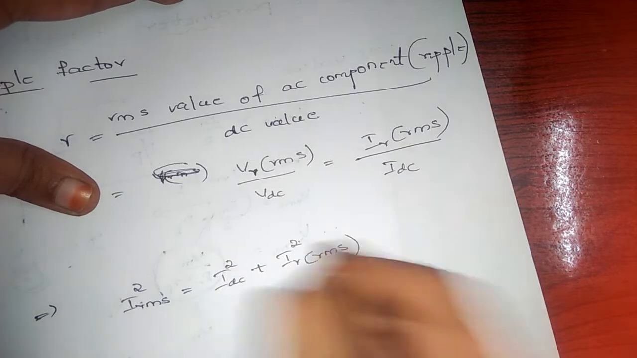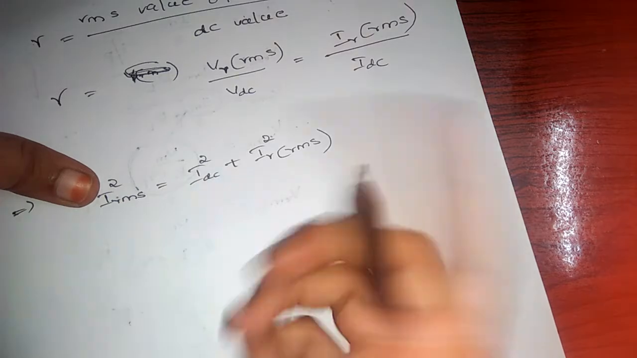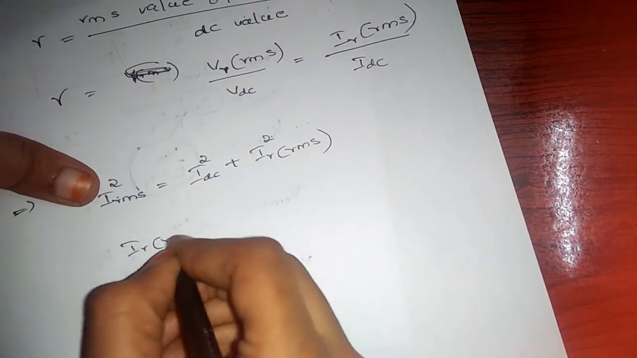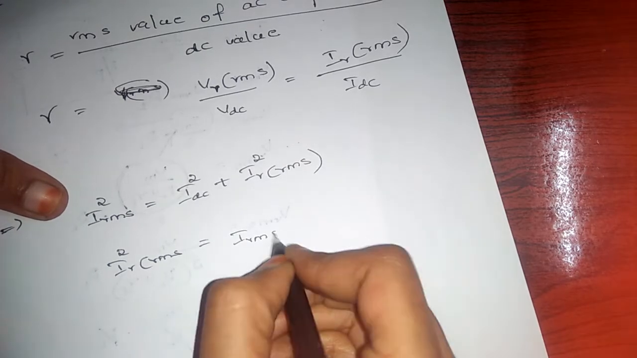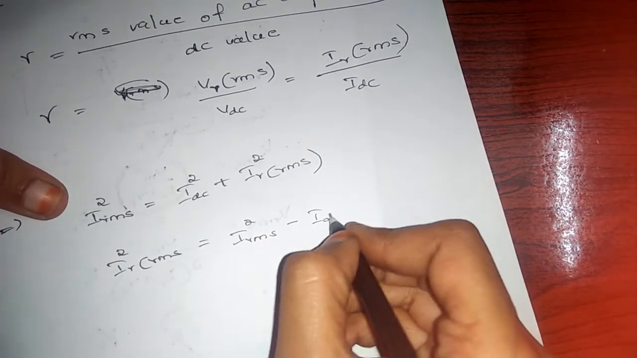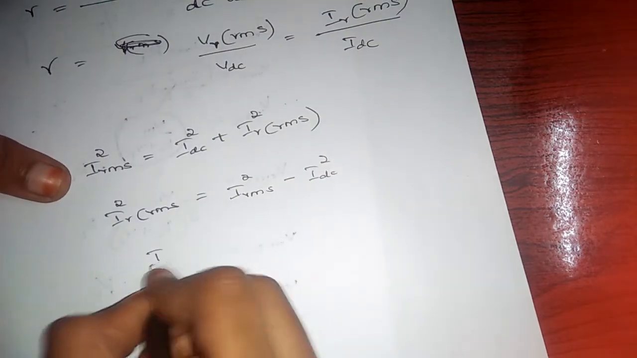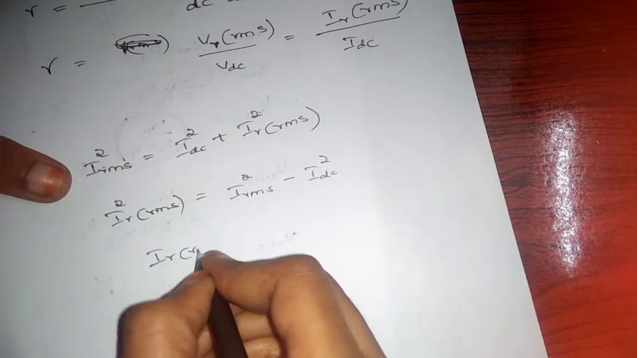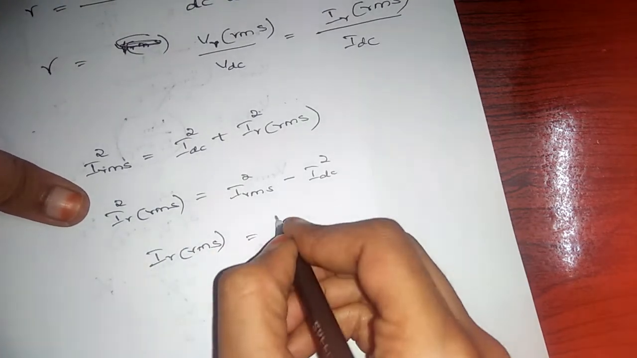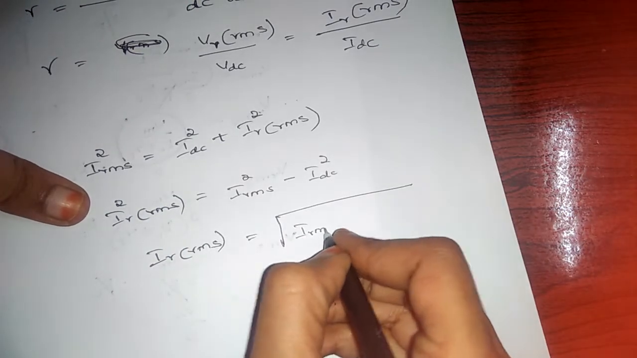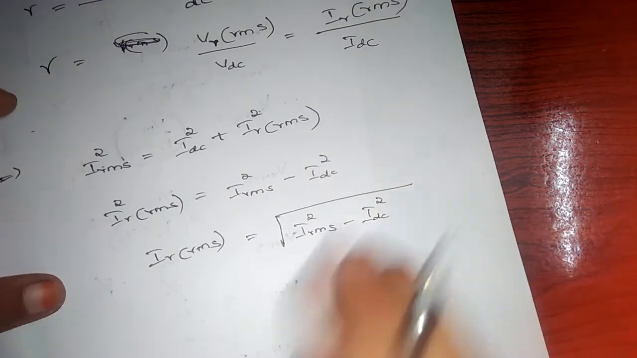So I square. Now to find this, take this to this side. Then you get Ir(RMS) square is equal to IRMS square minus IDC square. If you want to get only current, not in square, then Ir(RMS) is equal to the root of IRMS square minus IDC square, not the whole square, just square.